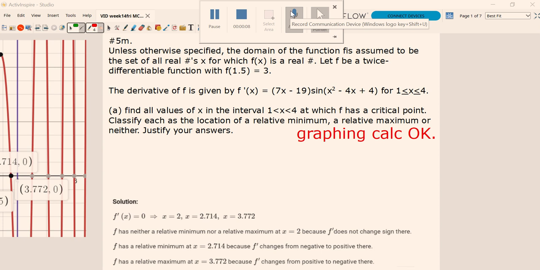Okay, so let's take a look at the FRQ part A. Remember, graphing calculator was okay on this one. In fact, you needed it for this one. Now, let's look at 5A right here.